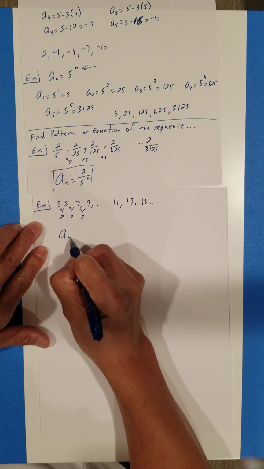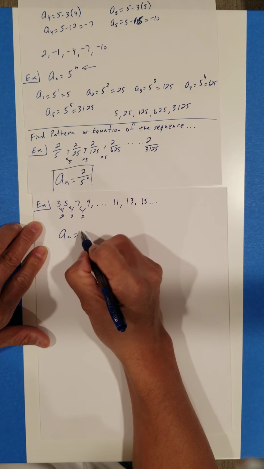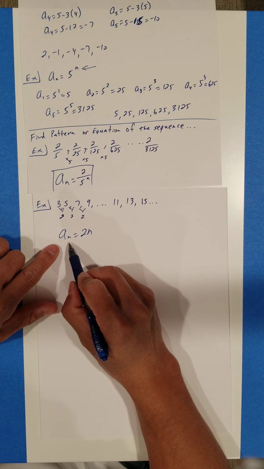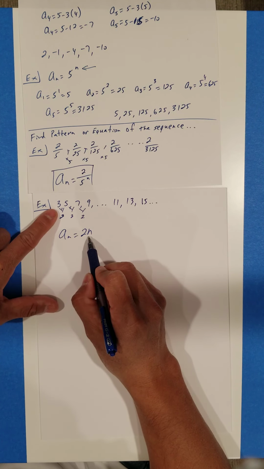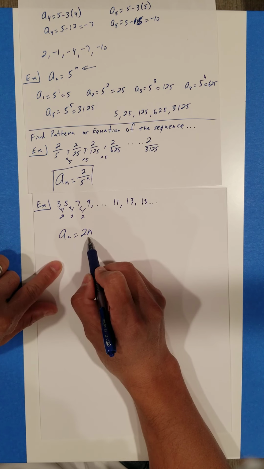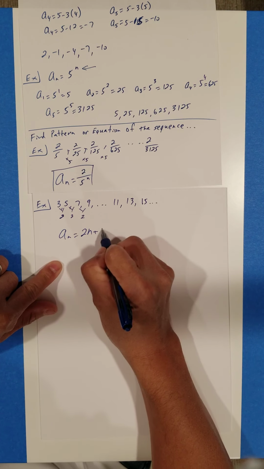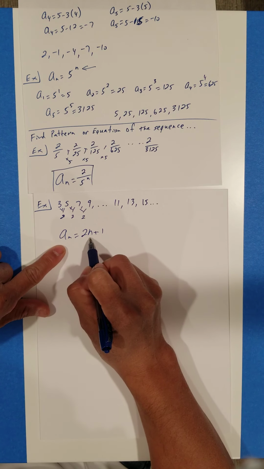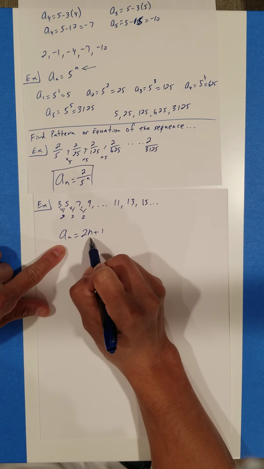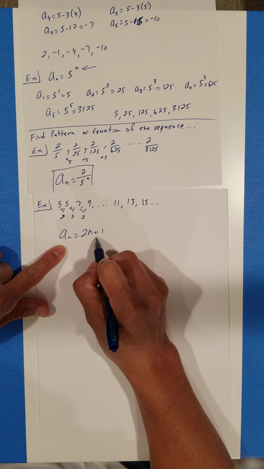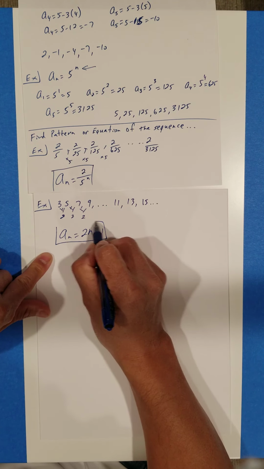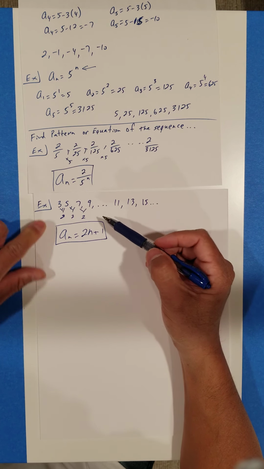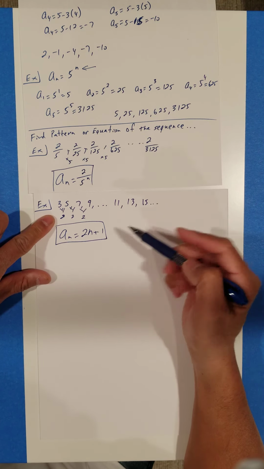So a_n, because you're adding by 2, is going to be 2 times n. Now, when I plug in a 1, I should have 3, but this gives me a 2. So what I do is I add 1. Now this should check. When I put a 1 into this equation, I get 3. If I put in a 2, I get 5. So this will work.